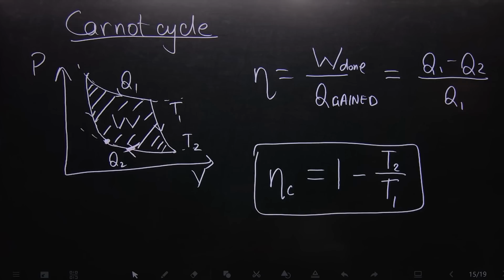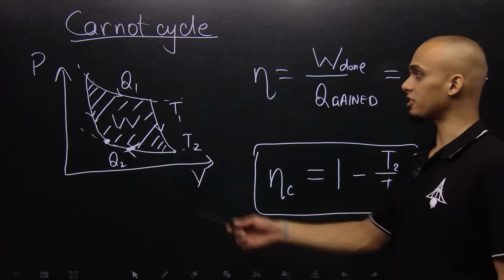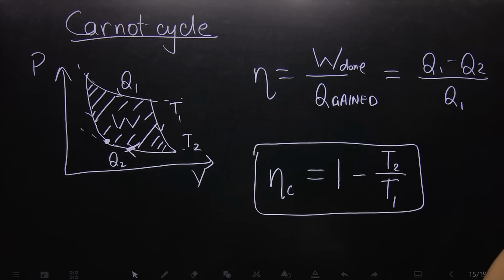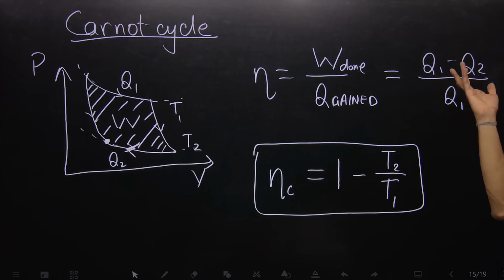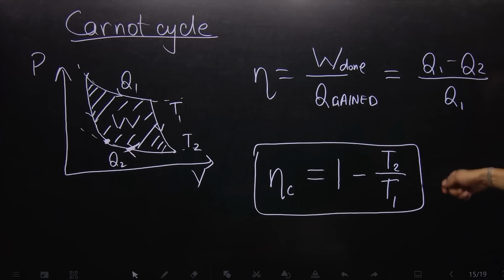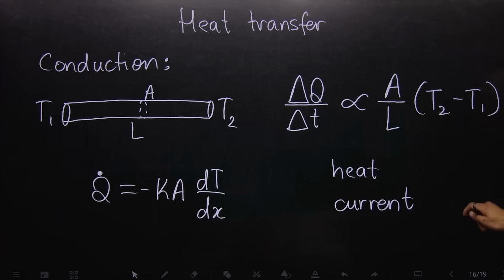For a Carnot cycle, which operates between two temperatures T1 and T2, this efficiency is always equal to 1 minus the cold temperature upon the hot temperature. And you can relate this with the expression for efficiency and calculate the heat provided or the work done or the heat released, whatever it is, by simply using these two expressions. That is all you need to know about heat engines.